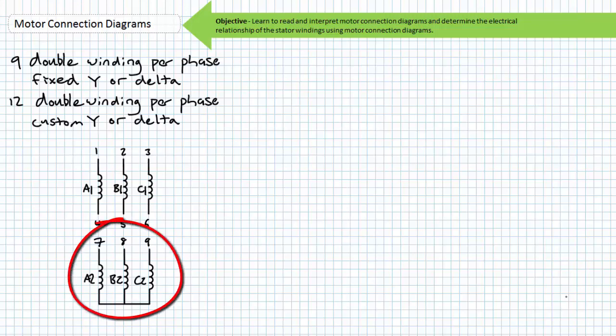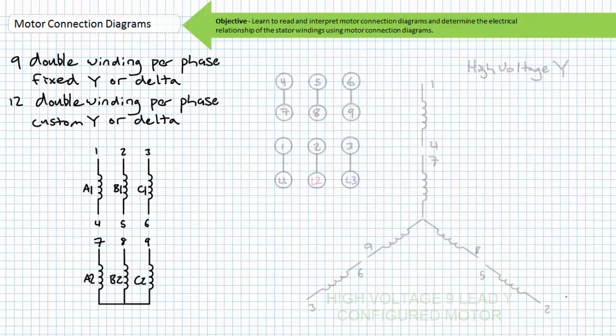Terminals 7, 8, and 9 form the pre-wired Y with windings A2, B2, and C2. The central node is not ordinarily accessible for a 9-lead motor. Terminals 1 and 4 are the two terminals of coil A1, terminals 2 and 5 are the two terminals of coil B1, terminals 3 and 6 are the two terminals of coil C1.